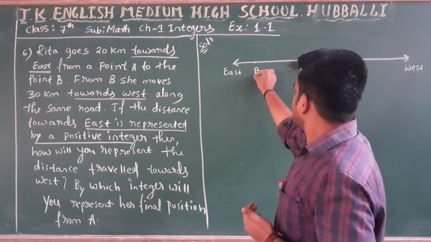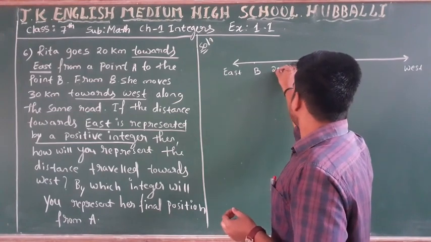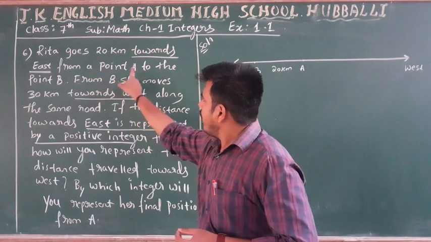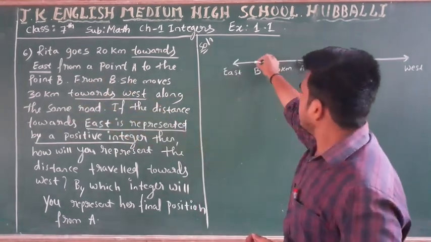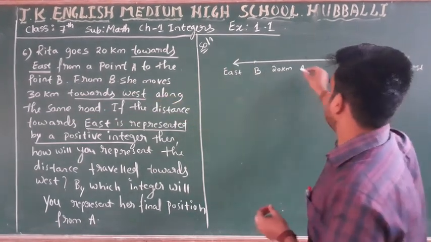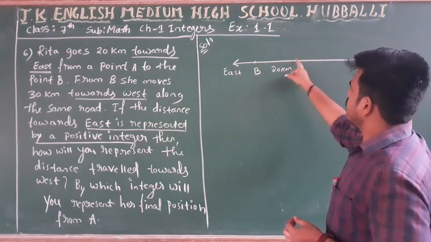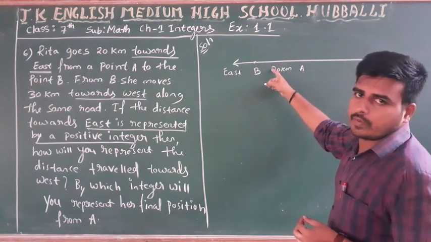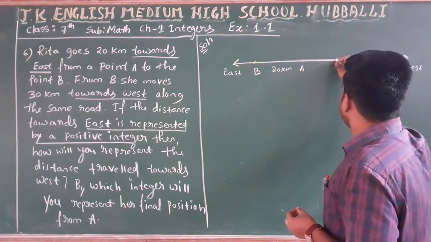Let us say that point B. So the distance between A and B is 20 km towards east. From B again she continues her travel. From B she moves 30 km towards west. Now from B she moves 30 km, which means she has to cross this point A, because from B to A is 20 km. Now she will cross this point A and she will reach some other point.